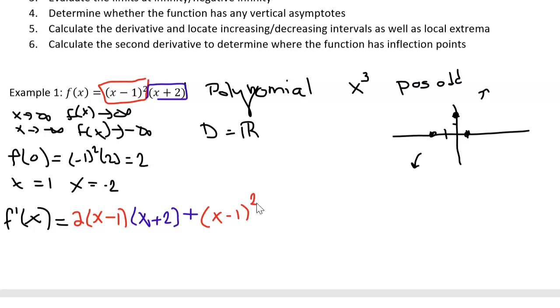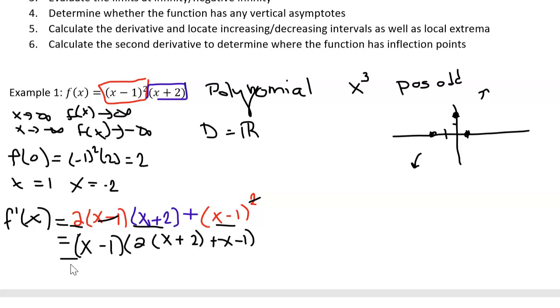Again, how you choose to simplify this is up to you. I'm going to try to take the path of least resistance, we'll see, and I'm going to factor out an x minus 1. So that's going to give me x minus 1, and I'm left with 2(x plus 2) plus (x minus 1). So those are my leftover terms, 2x plus 4 plus x minus 1, and that's going to break down to 2x plus x is 3x.